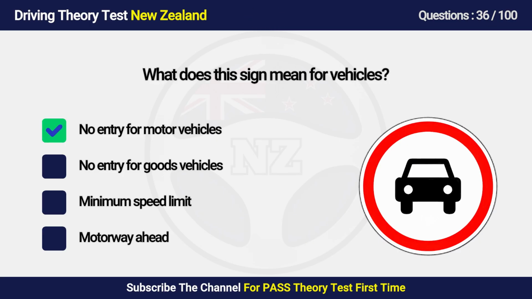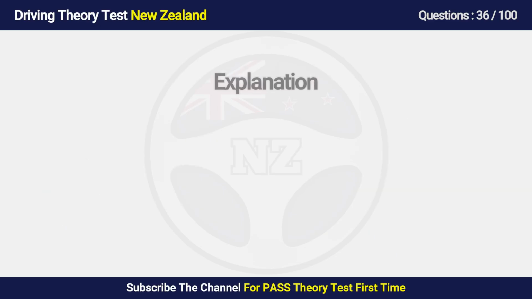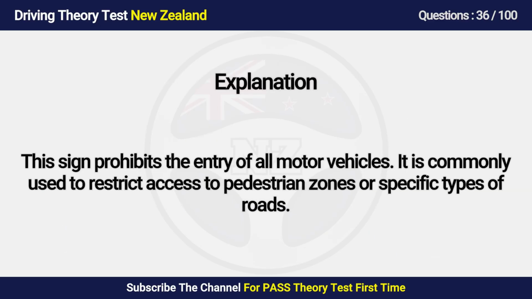Answer is A. No entry for motor vehicles. This sign prohibits the entry of all motor vehicles. It is commonly used to restrict access to pedestrian zones or specific types of roads.